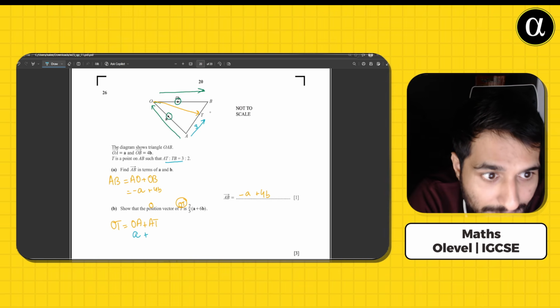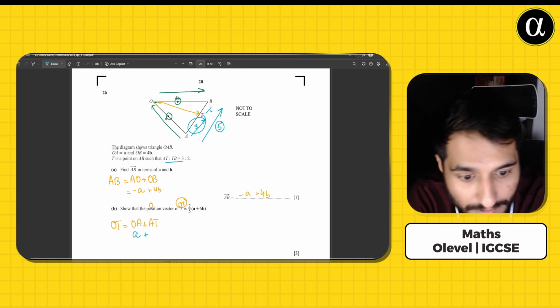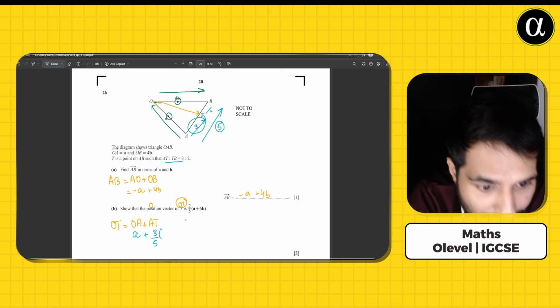It was 3, this part was 2, and since we know the whole portion was 5, we can say that this is 3 out of the 5 portions of the AB. So this is going to be 3 over 5 of AB, and what is the value of AB? The value of AB we already knew, that was minus A plus 4B.